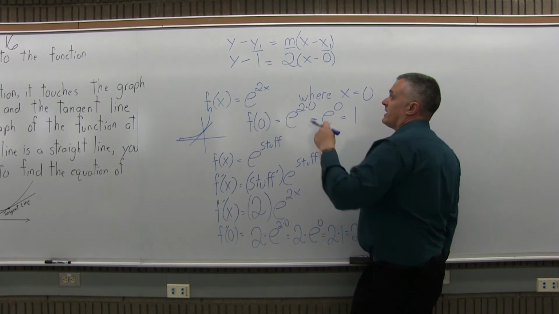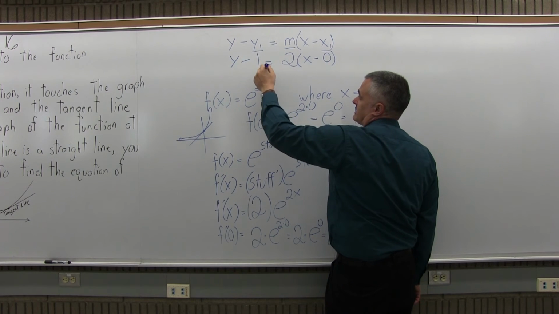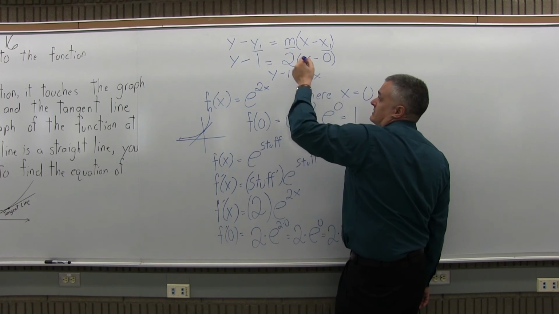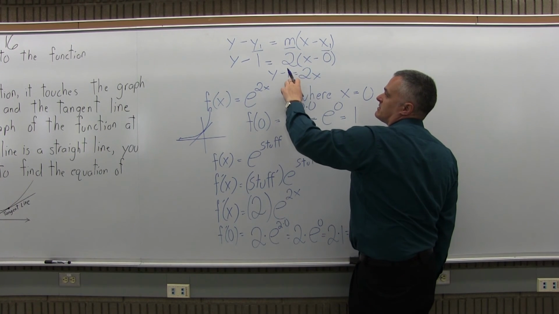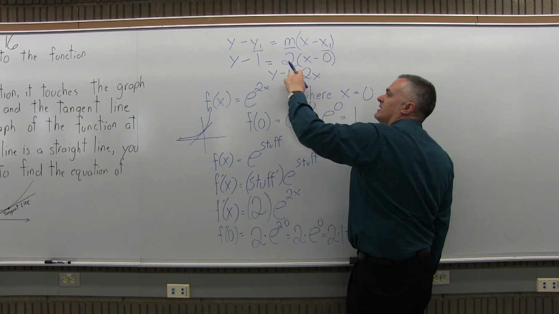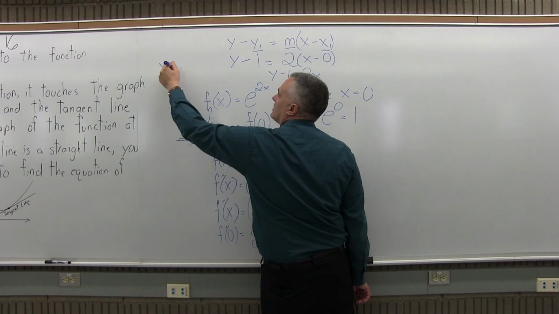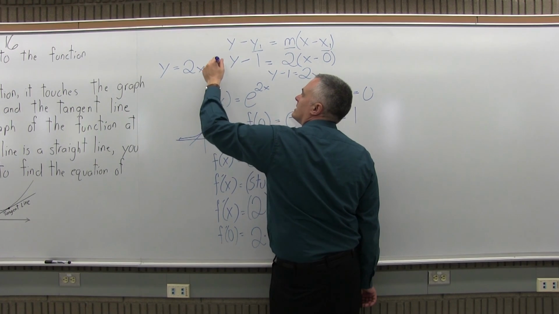You can certainly simplify it if you want. The fact that it has x minus 0, that's the same as x. So I really have y minus 1 equals 2x. The x minus 0 is really just an x. And if you want to put it in y equals mx plus b form, the minus 1 can come to the right side of the equal sign, become a plus 1. So my final answer, the equation of the tangent line, is y equals 2x plus 1.